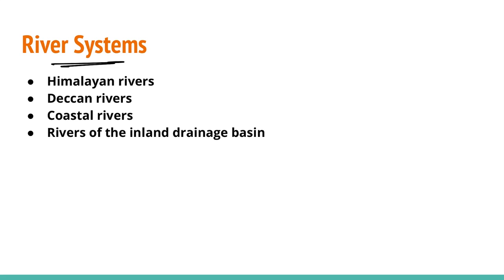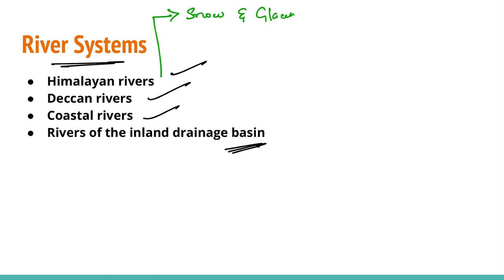Next comes the river system. The river system of India can be divided into 4 groups. They are Himalayan rivers, Deccan rivers, coastal rivers, and rivers of the inland drainage basin. Discussing Himalayan rivers, they are formed by melting snow and glaciers, and therefore they flow continuously throughout the year. The main Himalayan river systems are those of the Indus and the Ganga, Brahmaputra, Meghna system.